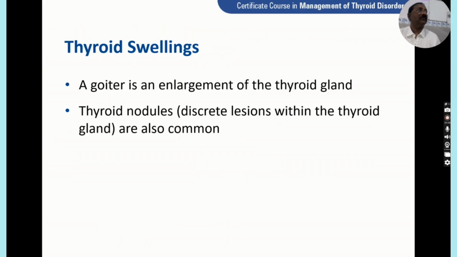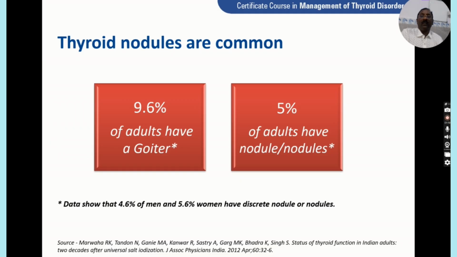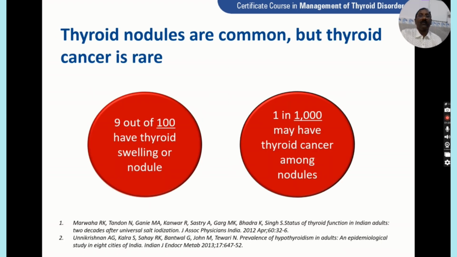Goiter is the enlargement of the thyroid gland. Thyroid nodules, discrete lesions within the thyroid gland, are also common. 9.6% of adults have a goiter. 5% of adults have a nodule or nodules. See the difference. In the urban population we may not have as many goiters, but in rural India they have a lot of goiters and nodules. Data shows that 4.6% of men and 5.6% of women have a discrete nodule or multiple nodules. So nodules are common, but thyroid cancer is rare.